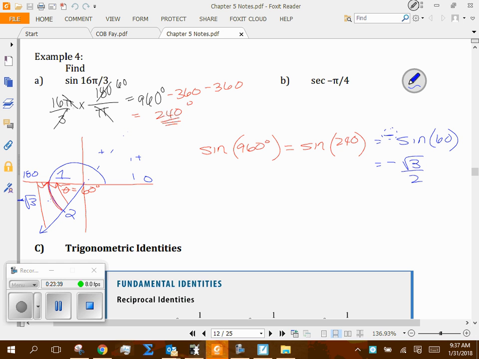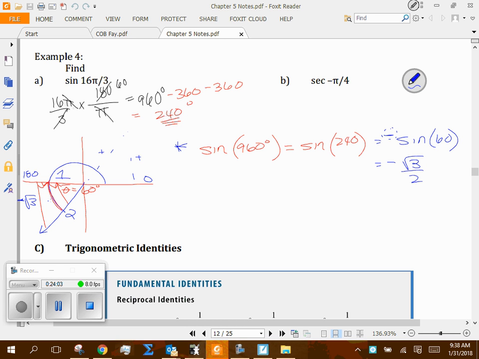Okay, now, I'm writing this just to maybe make a relationship and allow you to see a connection. A lot of times you don't write down that the sine of 960 is exactly the same as sine of 240, which is exactly the same as the opposite of sine of 60. You don't write all that stuff down. That's fine.